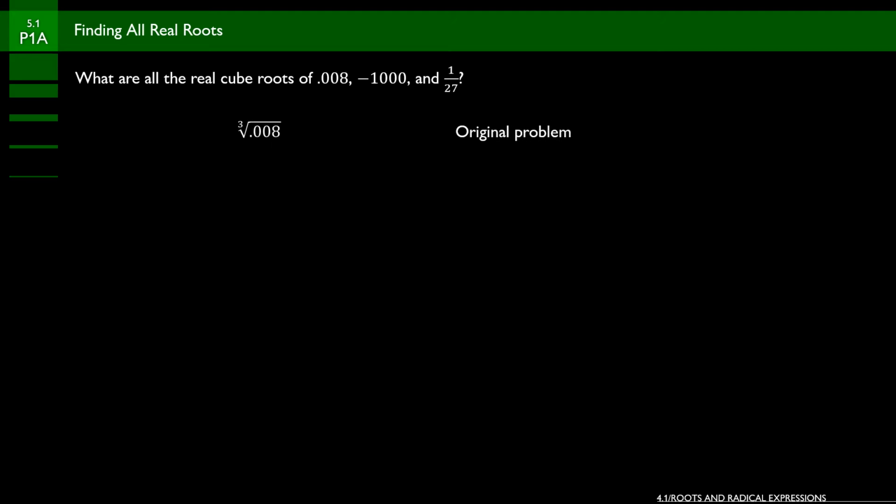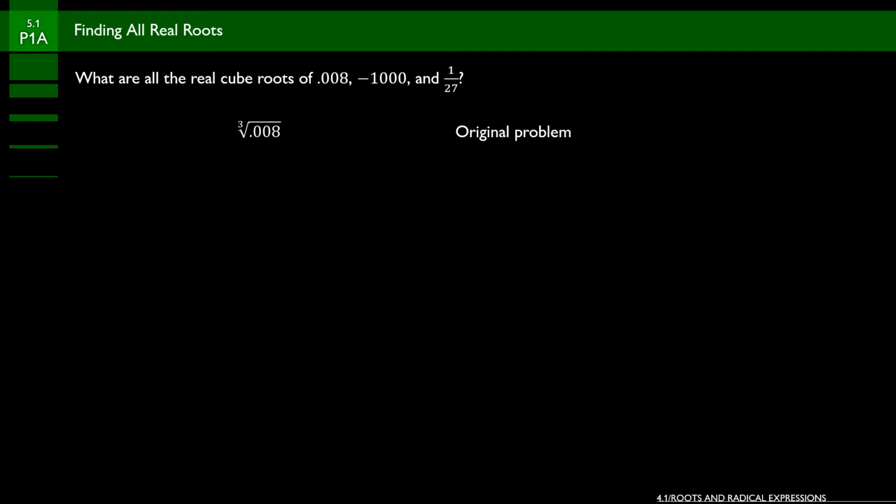In problem number 1a, we're going to look at finding all real roots. So it asks, what are the real cube roots of 0.008, negative 1,000, and 1 over 27? So let's start with that 0.008. We're going to put that under a cube root. What I like to do with this is think, how many times would I need to move my decimal point over in order to get to the very end of the radicand? So I would need to move that decimal point 3 times.